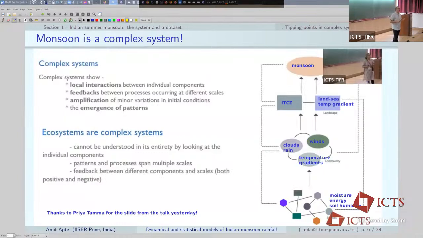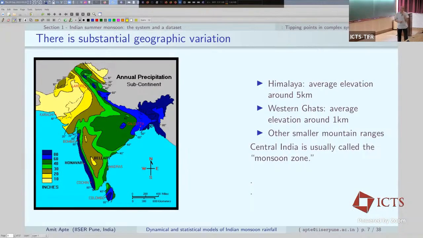There are feedbacks, and I'll come back to the point of feedbacks later. That's essentially one of the key points about why these systems become complicated. Feedbacks, amplification of minor variation in initial condition. I guess that's kind of the definition of chaos. I'm not sure if chaos is necessary for this, and it's not clear whether the monsoon system in any sense is chaotic or not. And there are emergent patterns clearly, right? So all of these things actually are present in monsoon. So in what way is the monsoon a complex system? Okay, let's discuss a bit about that.